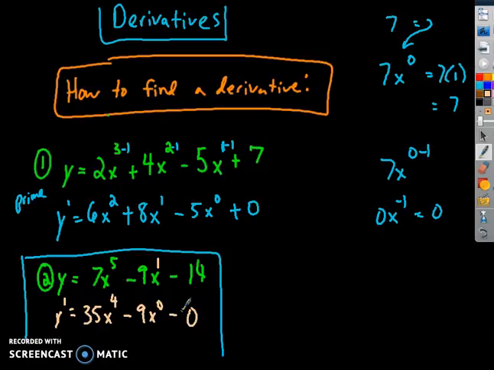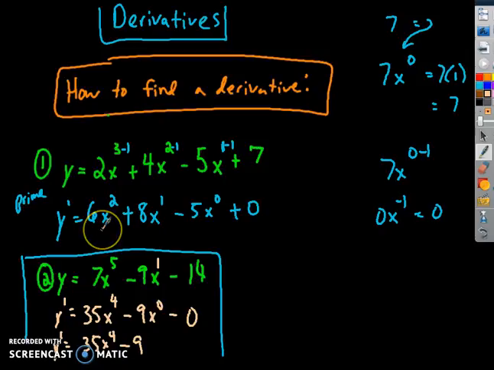We could clean it up a little bit though. I really don't like looking at 9x to the 0. I'd rather just call it 9. And I don't really write the subtract 0 on the end unless I have to. So I'd rather you clean it up and call it y prime is equal to 35x to the 4th subtract 9. Why? 9 times 1 is 9.